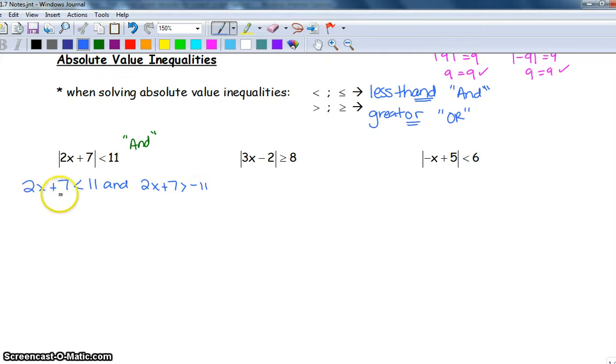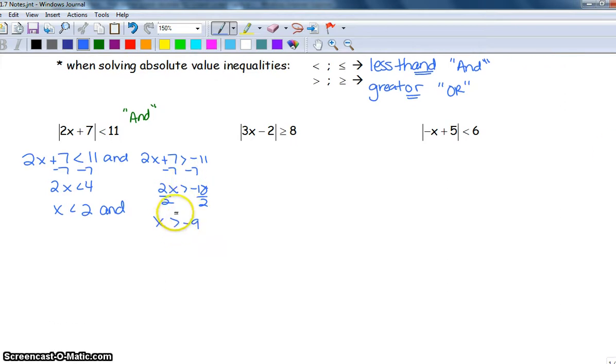And then we go ahead and solve. We move our 7 over. We've got 2x is less than 4, divide by 2, x is less than 2. Bring down our word "and" so we don't forget. Move our 7 over. 2x is greater than negative 18, divide by 2, and we've got x is greater than negative 9. Now we're not going to flip the sign there because we didn't actually divide by a negative. Now if this was a negative 2, we would flip. We had a negative in the problem, but the actual piece that we were dividing by wasn't negative.